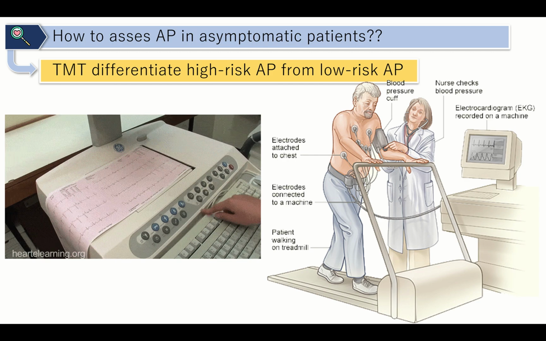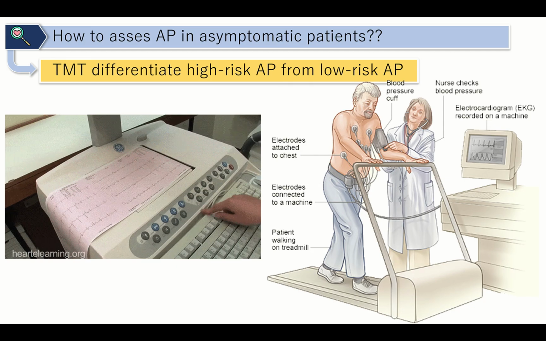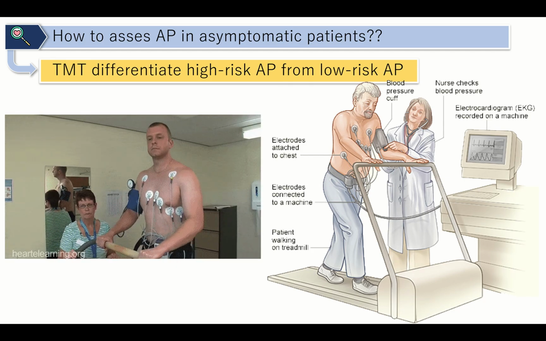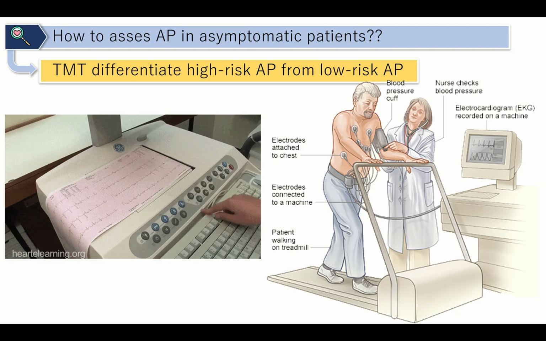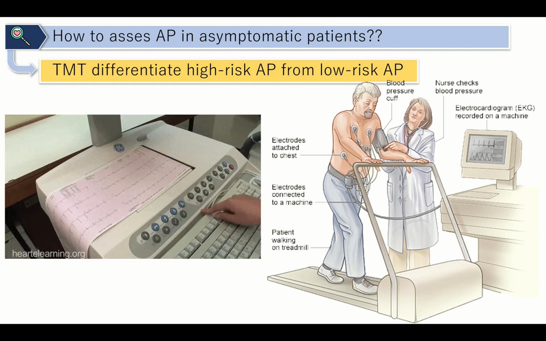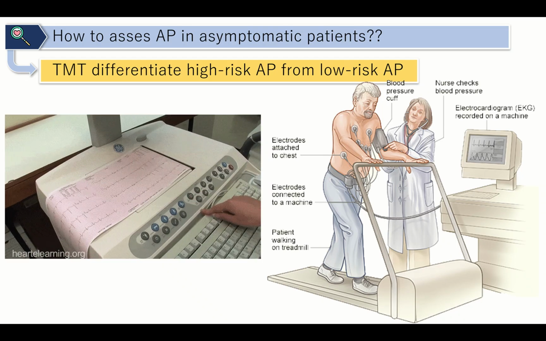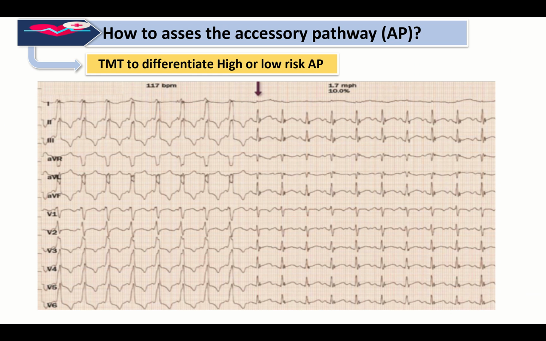During exercise, we can differentiate a high risk accessory pathway, which will conduct the impulse until reaching a fast heart rate, from a low risk accessory pathway, which only conducts at a slow heart rate. And once the patient has tachycardia, it will not be able to conduct. In our patient, once the patient started exercise, what happened? Sudden loss of pre-excitation, back to the normal resting ECG, no evidence of pre-excitation.